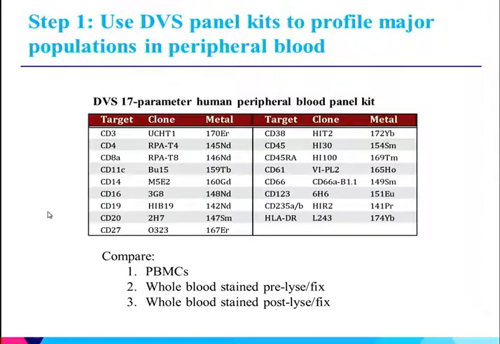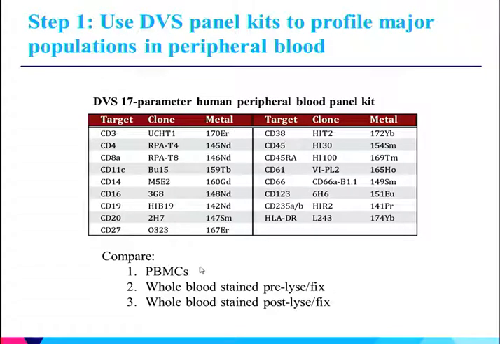So we started off, as I suggested, by using the DVS 17 parameter panel kit. So this is a nice, fairly comprehensive kit. And I'd already done some validation of this with PBMCs. But for the purpose of her studies, we needed to, again, confirm whether the antibodies that work in PBMCs also work in the context of whole blood. And also whether they work in the context of whole blood after it's been lysed and fixed. Because again, the idea here was we wanted to fix that sample as soon as we could post-stimulation to capture that dynamic activation status.